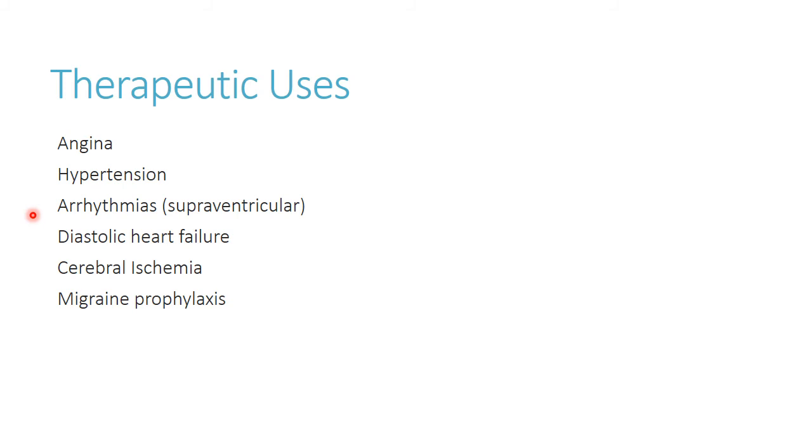We'll focus more on that when we get to the antiarrhythmic section coming up in a few lectures. These are also going to be potentially used for diastolic heart failure, cerebral ischemia, migraine prophylaxis. There's lots of different uses for calcium channel blockers rather than just hypertension. And we'll get more into detail on these in a little bit and talk about when they would be appropriate for each indication.